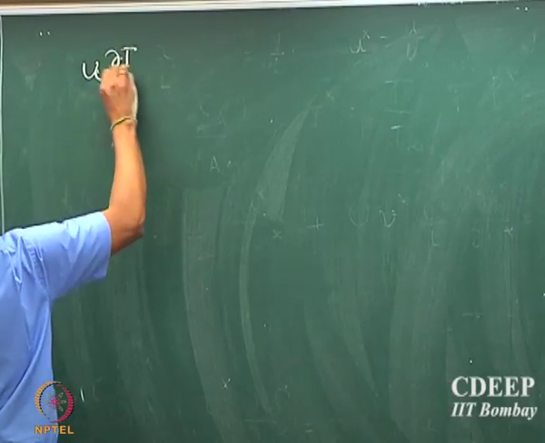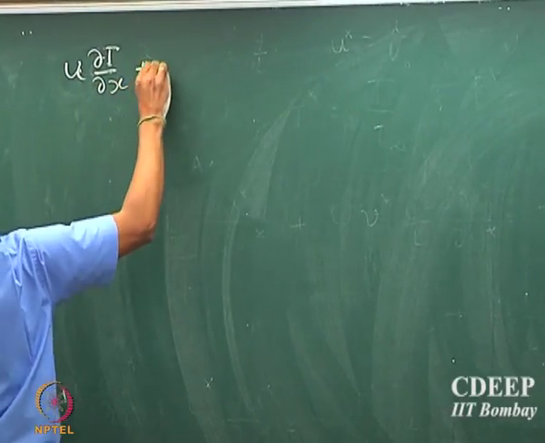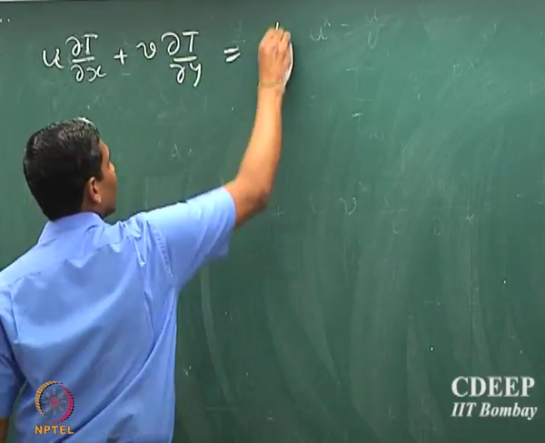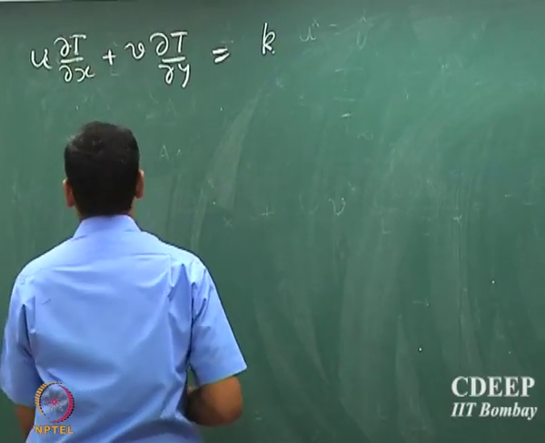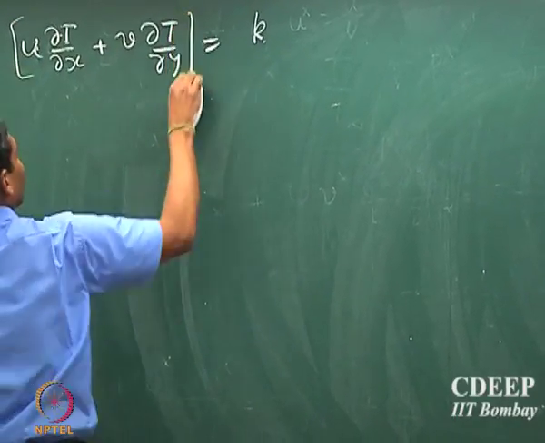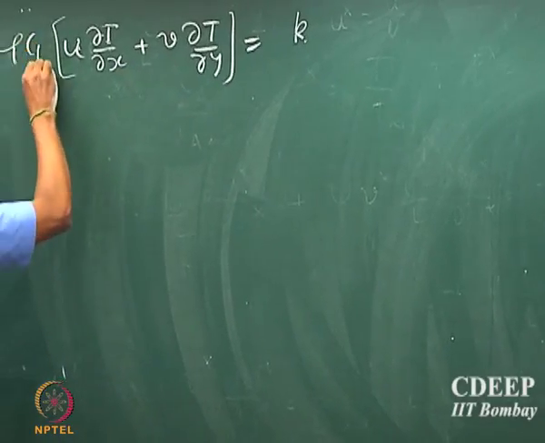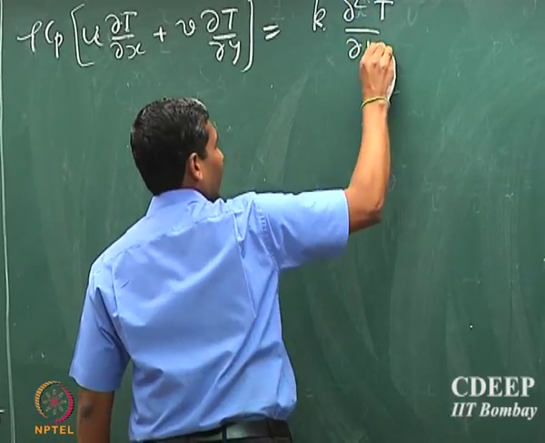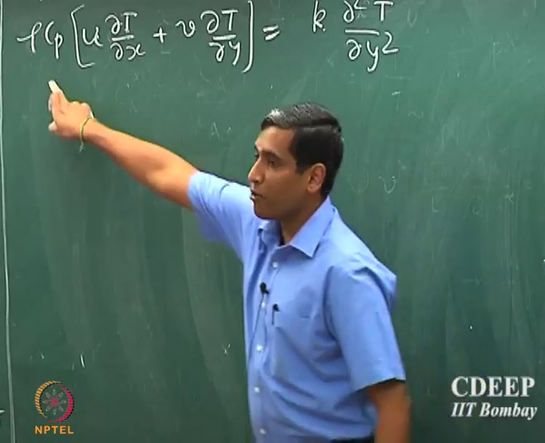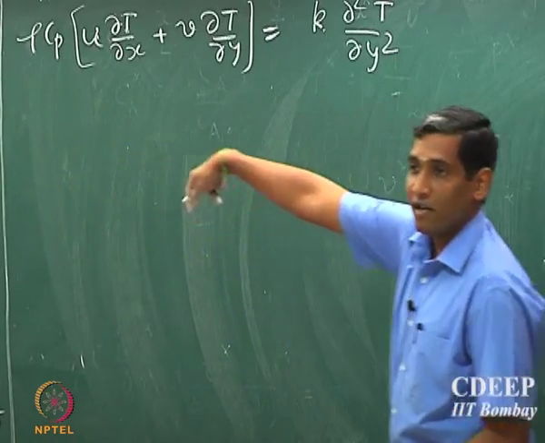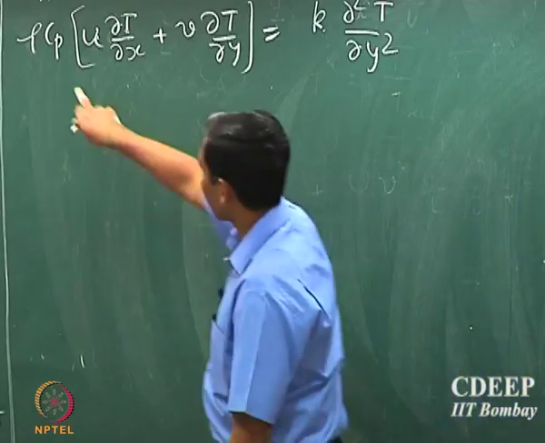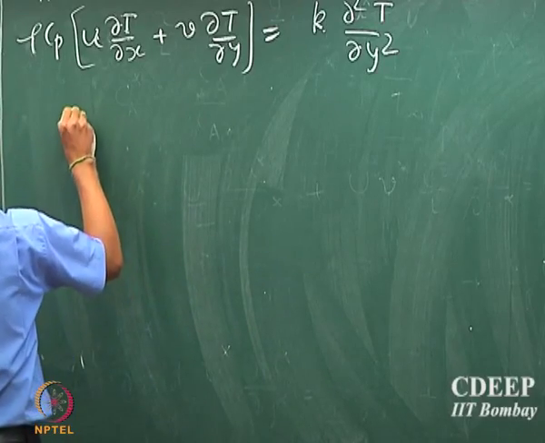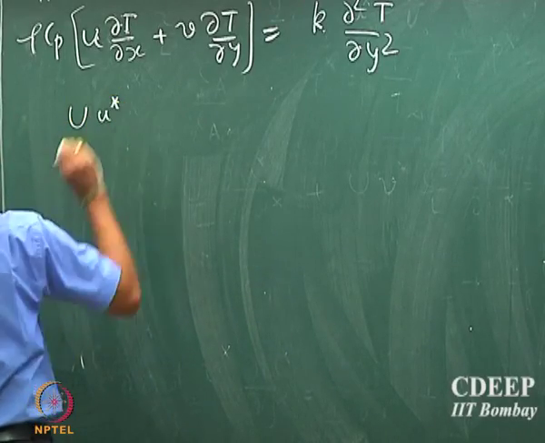So that will be u dT/dx plus v dT/dy, that is equal to, oops, there should be a rho Cp here, k into d square T by dy square. I missed out a rho Cp in my earlier model that I wrote, so there should be a rho Cp in the front, okay. So the scaling will be u into u star, okay.